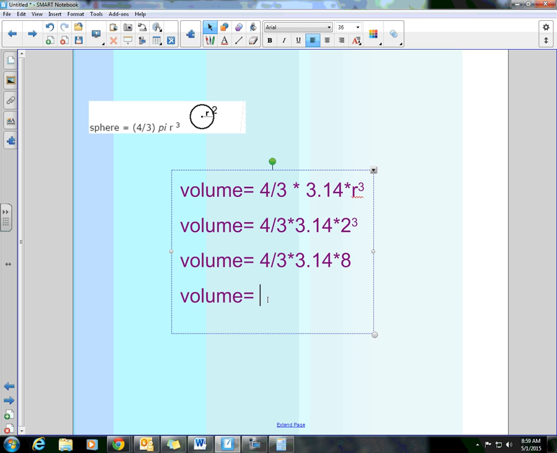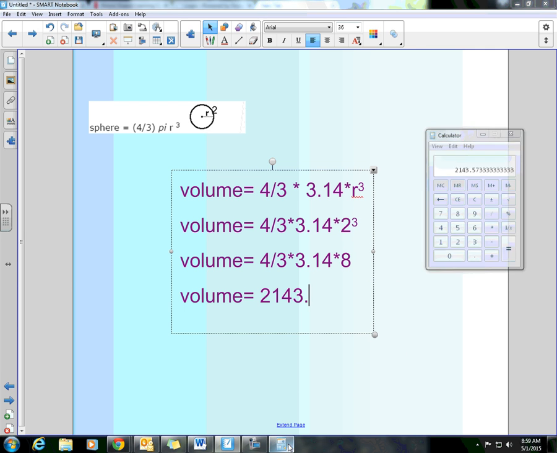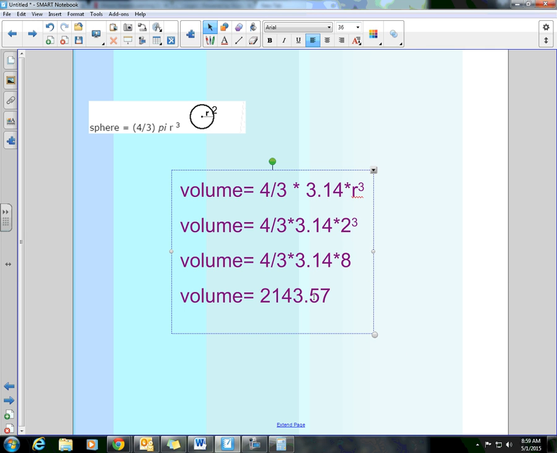I've already forgot my number. 2143.573. Let's just say 57. And let's say this is in inches cubed. So that means that 2,143.57 perfect little cubes could fit in that sphere. And that's what it is.